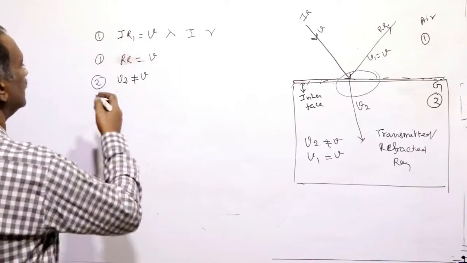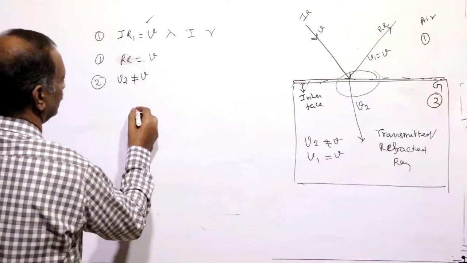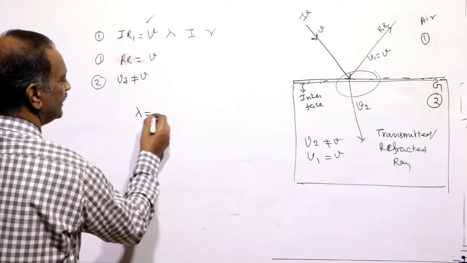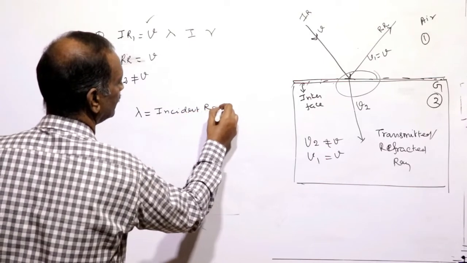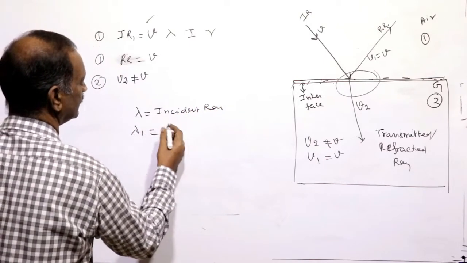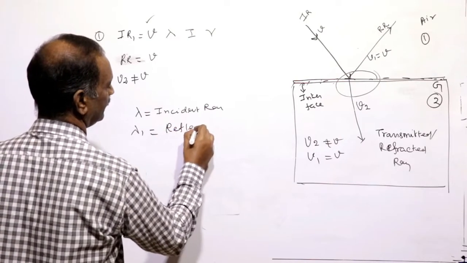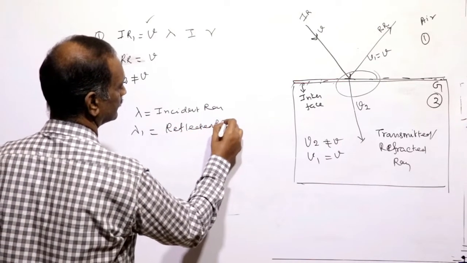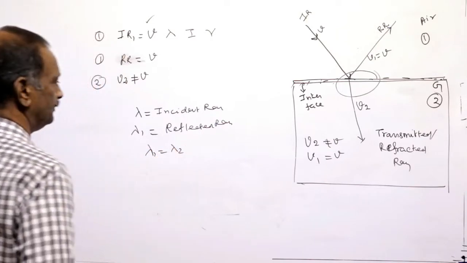We have talked about velocity. What about wavelength? The wavelength of the incident ray, lambda 1, is equal to that of the reflected ray, lambda 1, and lambda 2 is for the refracted ray.